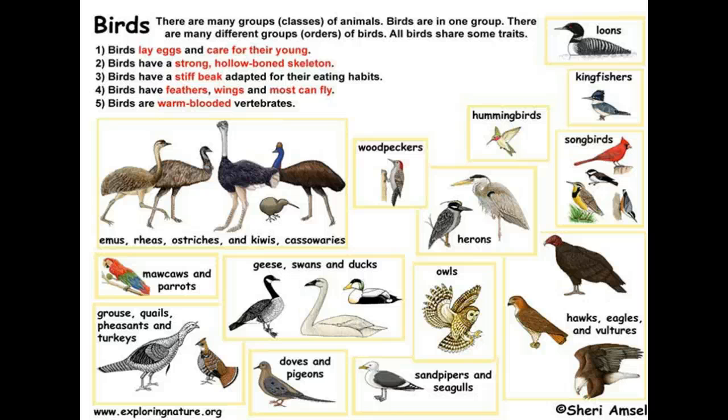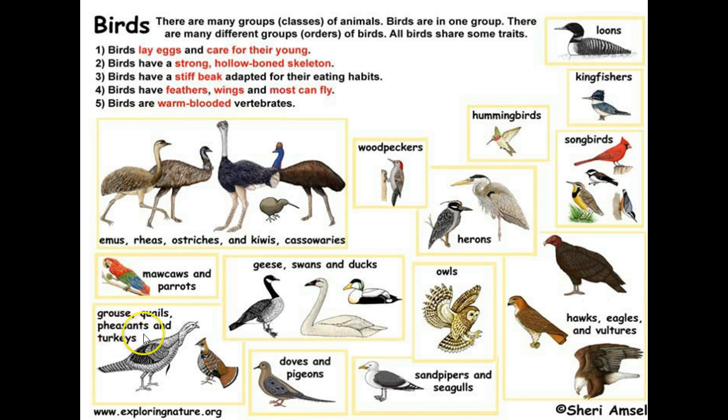Birds are another group. There are many birds and classes of birds, and all birds share some traits. Birds lay eggs to care for their young. Their strong, hollow-boned skeletons help them in flight. Birds have a stiff beak, adapted for their eating habits. Birds have feathers, wings, and most of them can fly. Birds are warm-blooded vertebrates.